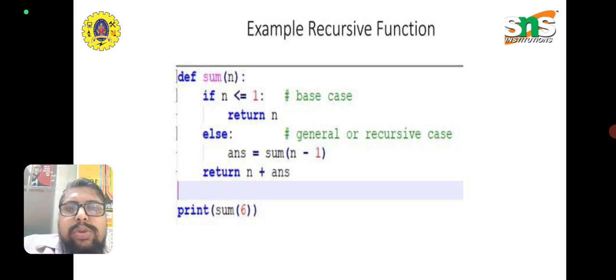So again it goes to sum, and this loop will get repeated until n equals 1, or when it is less than or equal to 1, it returns the value n. So it's nothing but 6 plus 5 plus 4 plus 3 plus 2 plus 1. That is 5 plus 4 is 9, 9 plus 3 is 12, 12 plus 2 is 14, 14 plus 1 is 15. So it gives the value 15.